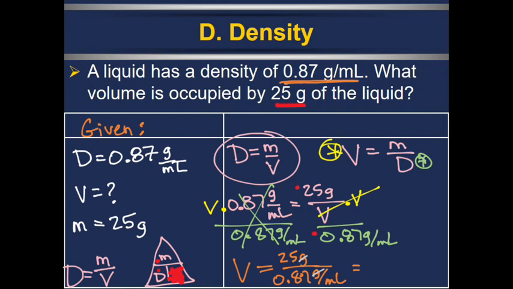I'm not going to show you the math on how that is, but if you know the whole keep it, change it, flip it, that works in this particular case. But if you do have your unit in the denominator of a denominator, it ends up in the numerator for your answer. So 25 divided by 0.87 gives you roughly 29 milliliters. Again, we'll talk about significant figures later.